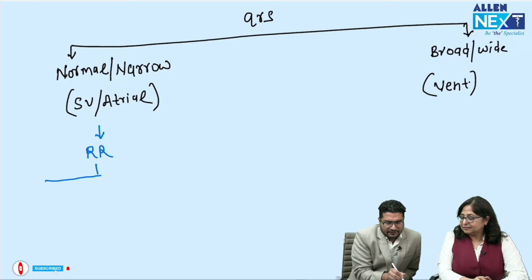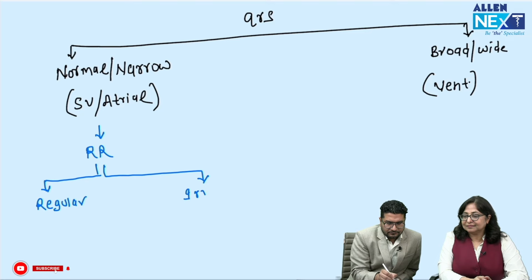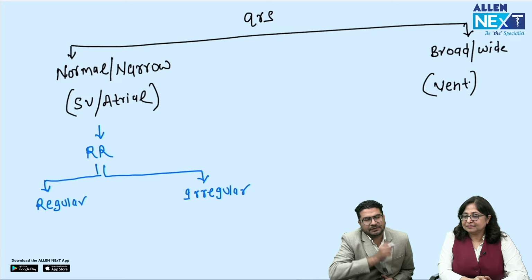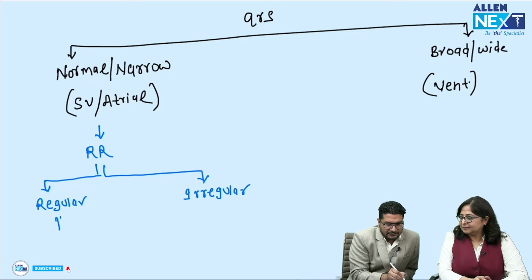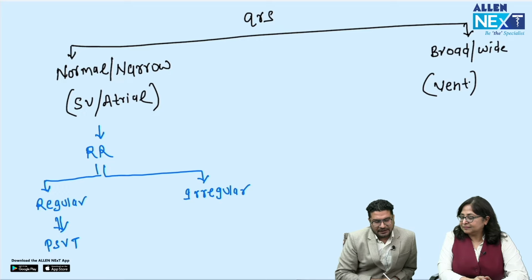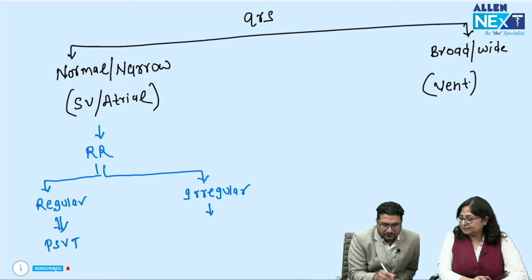Now this RR interval can be regular or it can be irregular. If it is regular, the distance between each R is fixed, approximately 5 small boxes or 3 small boxes. So if it is regular, then this is called your PSVT. And if the RR interval is irregular, in that case you have to see P wave morphology.